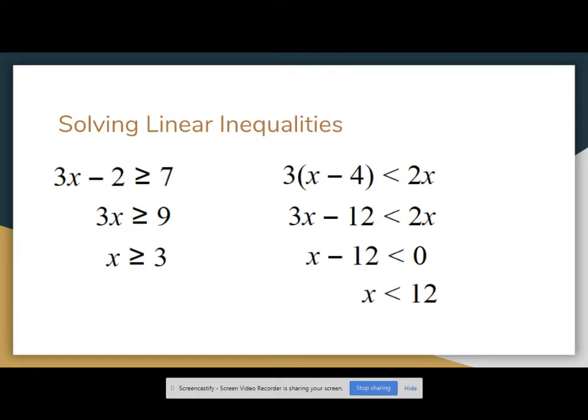X is less than 12. So it could be 11, 10, 9.3, 9.57, pi, square root of 2, are all less than 12. X could not be exactly 12. X could be 11.99999999999, but it couldn't be quite 12.